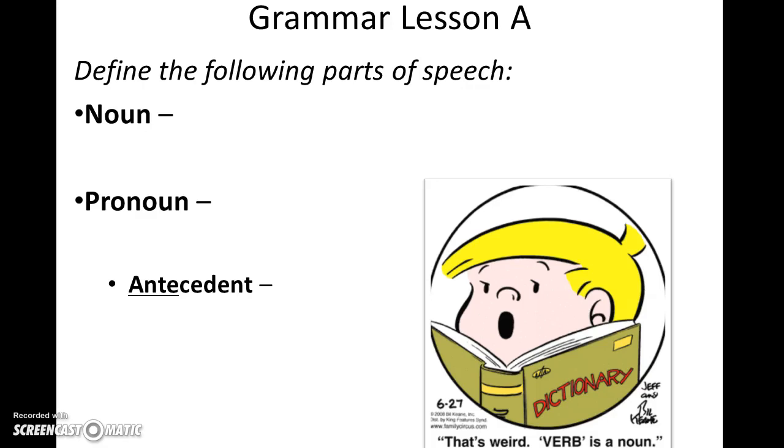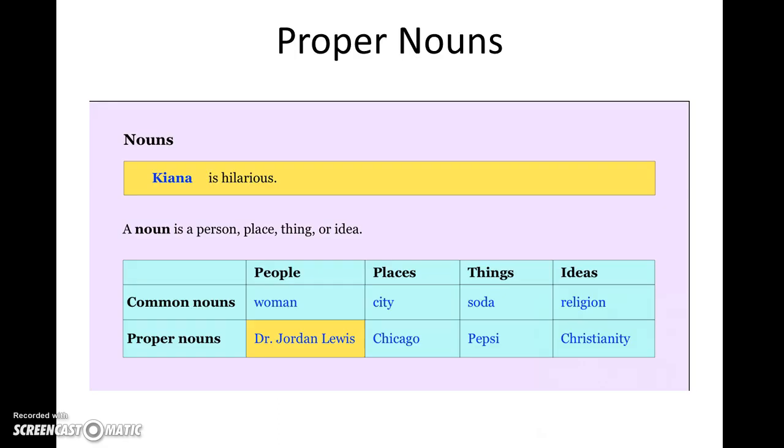Now let's take a look at some examples, some exercises that you may see in class. So first off, you're going to be able to identify a proper noun versus a common noun. Now, a proper noun is something specific, more specific than a common noun. So for example, you've got this sentence, Kiana is hilarious.